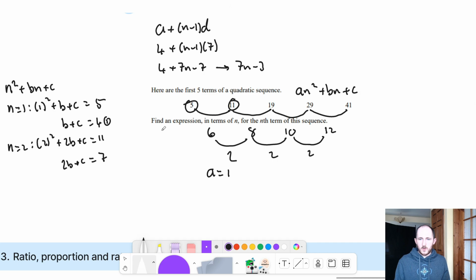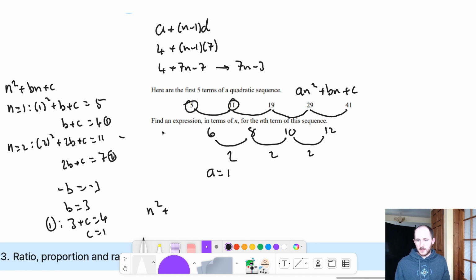So if I call this equation 1 and this equation 2, I can subtract these two equations, right? And again, it doesn't matter which way round you do it. I'm just going to do it in order. So b minus 2b is minus b, c minus c is nothing, 4 minus 7 is negative 3. So b is equal to 3, which means if I sub that into equation 1, I get 3 plus c equals 4, so c is equal to 1. So my actual equation now is n squared plus 3n plus 1.